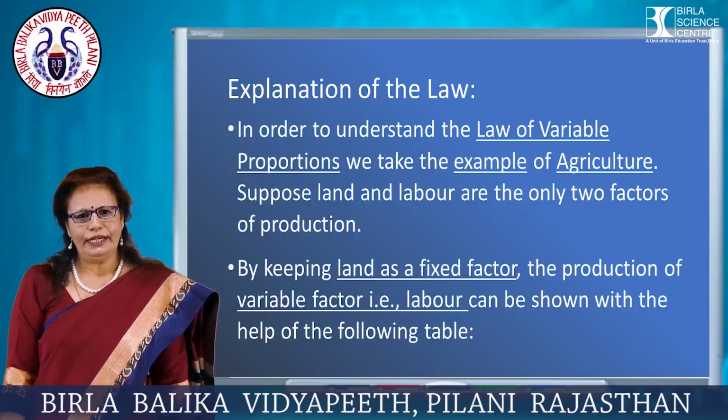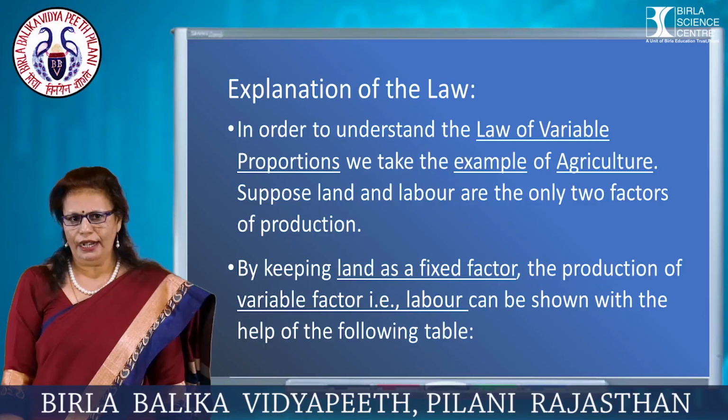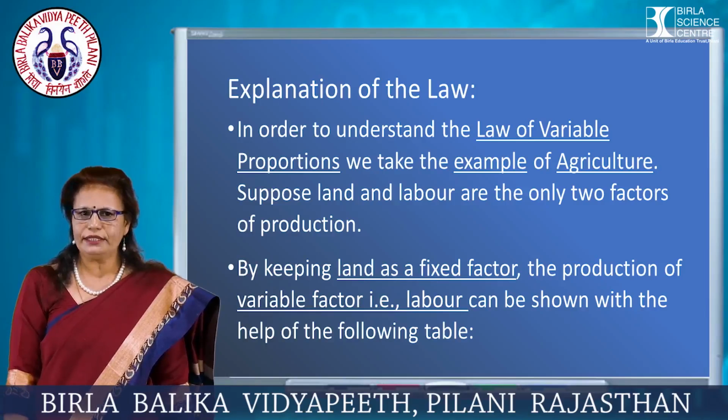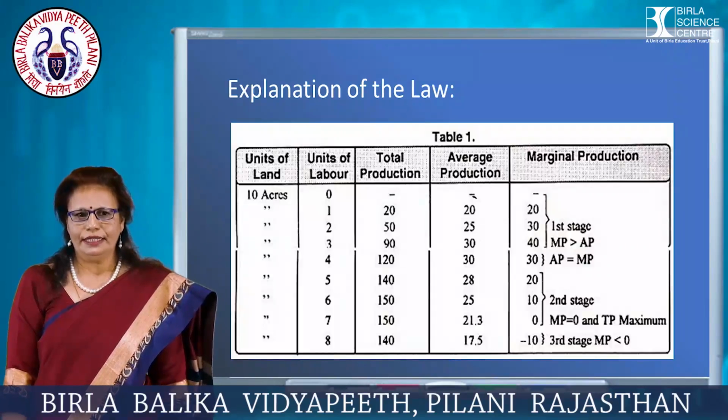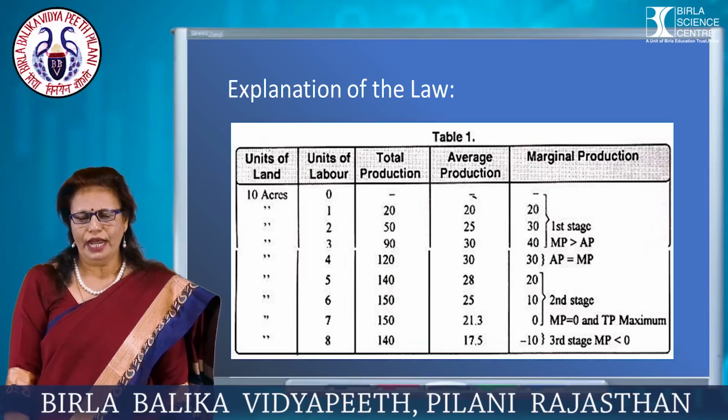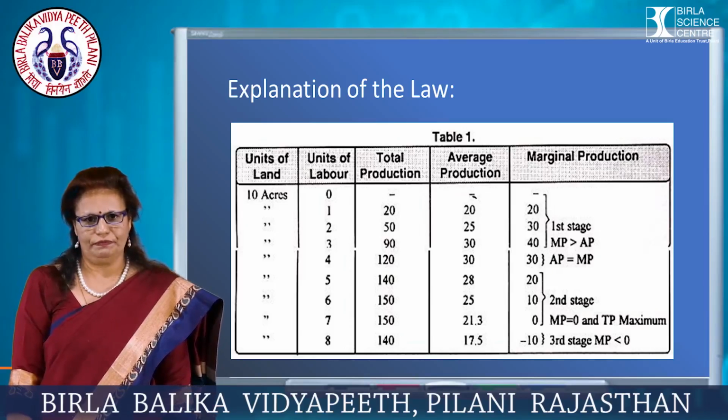In order to understand the law of variable proportions, we take the example of agriculture. Suppose land and labor are the two factors of production. By keeping land as a fixed factor, the production of the variable factor, that is the labor, can be shown with the help of the following table. As in the table, first 10 acres of the land is fixed, units of the labor are changing from 0 to 8, total product increases at an increasing rate, average product is also increasing and marginal product is also increasing.